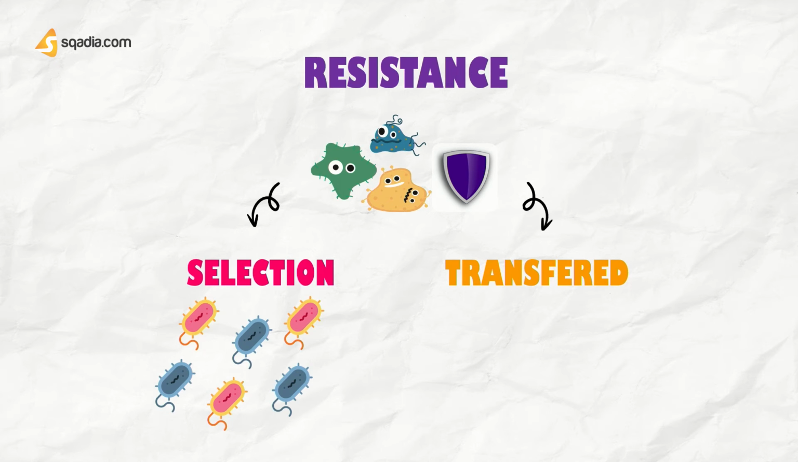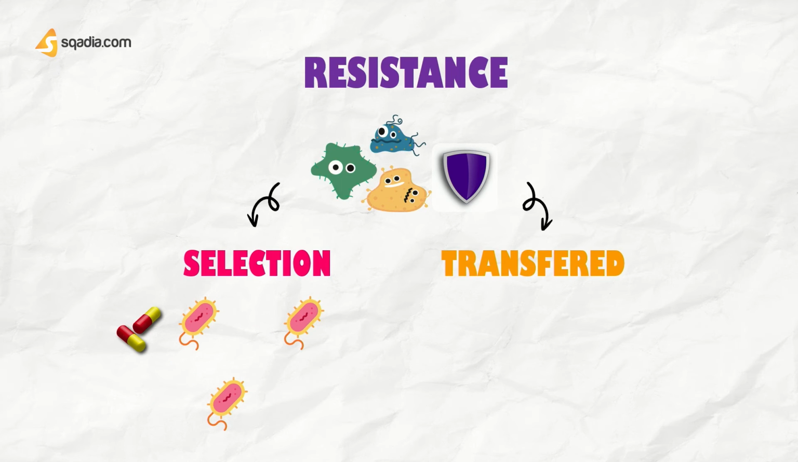Within a population, there will be some bacteria with acquired resistance. The drug then eliminates the sensitive organisms and the resistant forms proliferate. Transferred resistance involves the gene that codes for the resistance mechanism being transferred from one organism to another.